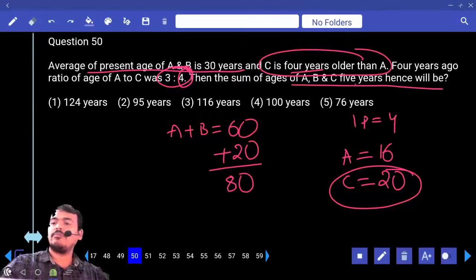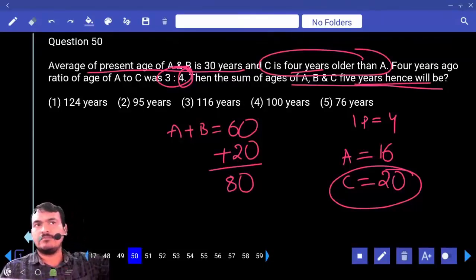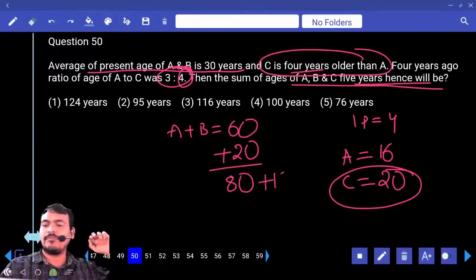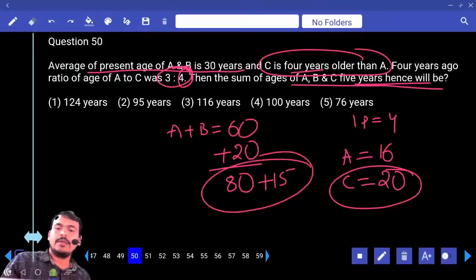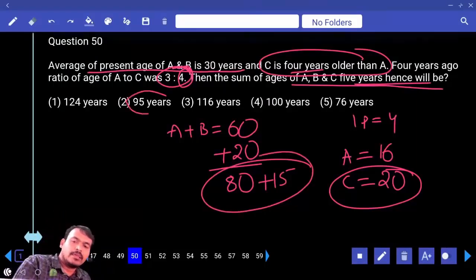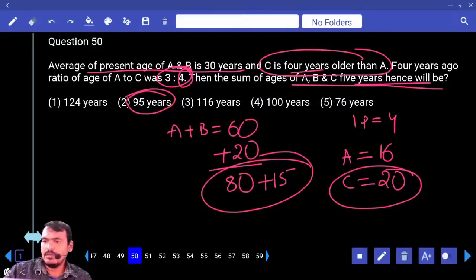But we required after how many years? 5 years. Each one is adding 5 years. 3 persons, plus 15 or minus 15? Plus 15. 80 plus 15, 95. C are given.